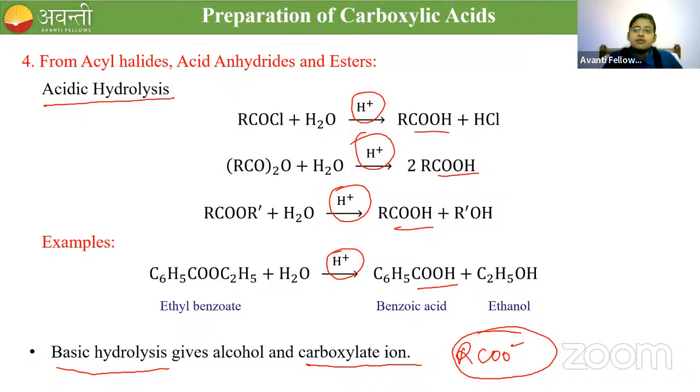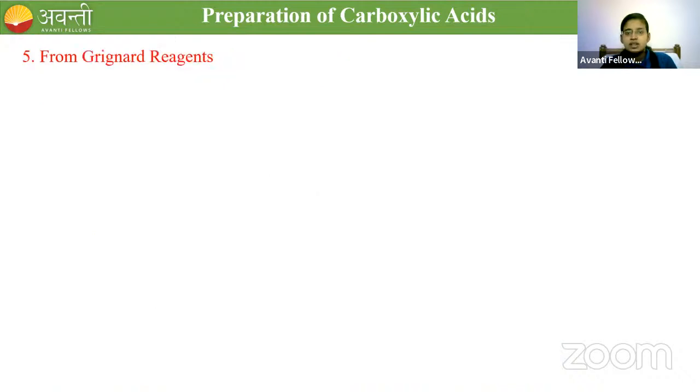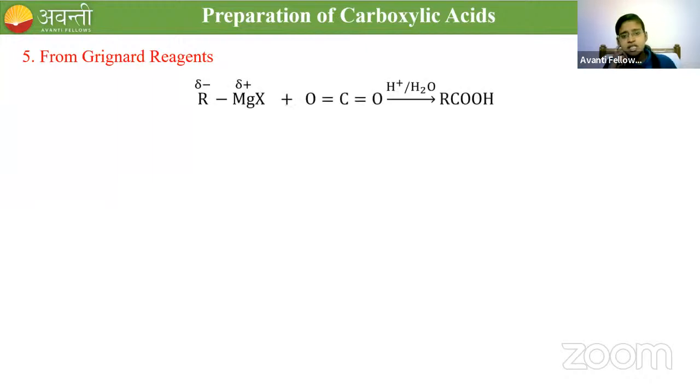This is all about the fourth preparation. Then coming to the fifth preparation. Fifth preparation is from Grignard reagent. RMgX is called Grignard reagent. So I am going to take that compound and treat it with CO2. What is CO2? Carbon dioxide, also called dry ice. And if you treat it with H plus and H2O, you will get carboxylic acid.